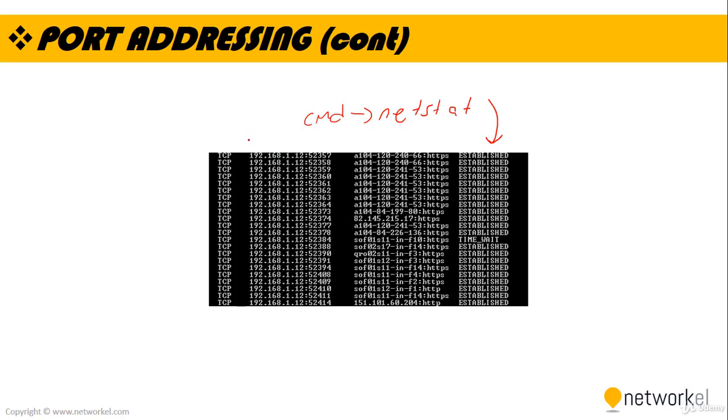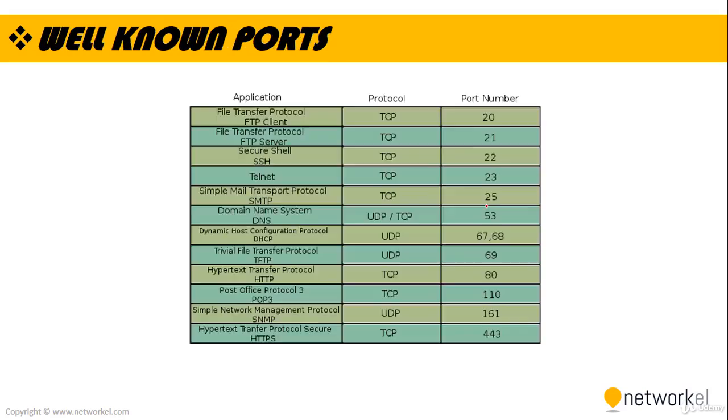As you can see here, these are the source IP addresses. These are the source ports, and these are the destination ports that the user wants to reach. For example, here this user wants to reach port 80 and the communication is established.